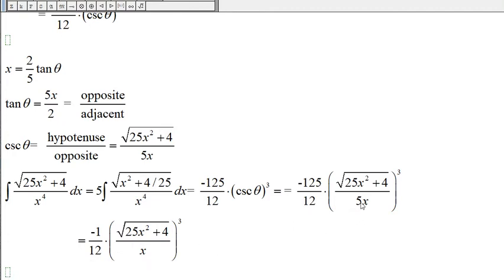And notice right here, this is 5 to the third, so this is 125. 5 to the third is 125. And 125 divided by 125 is just 1. So we end up with negative 1/12 times the square root of 25x squared plus 4 divided by x. So this is the answer.